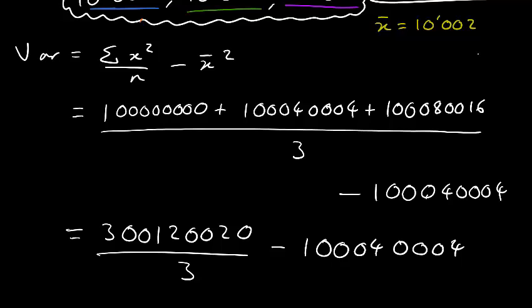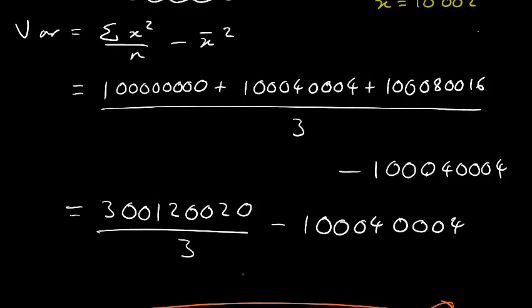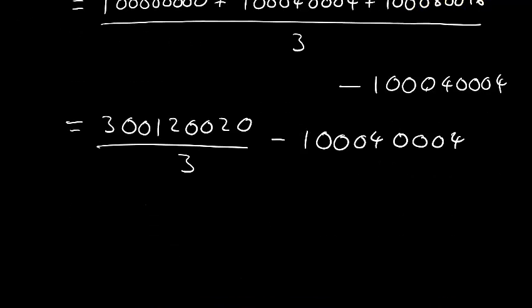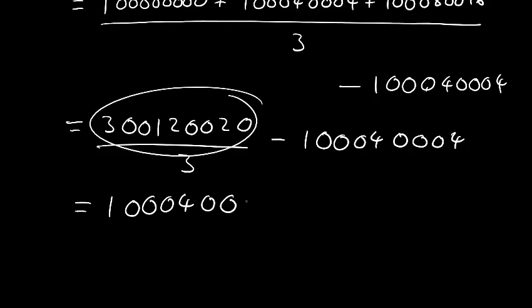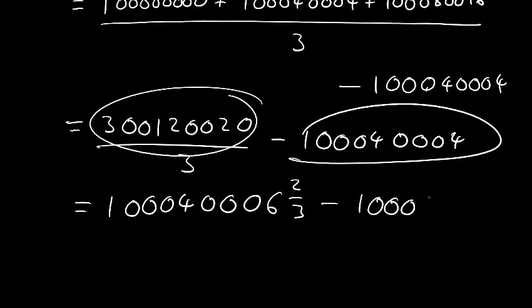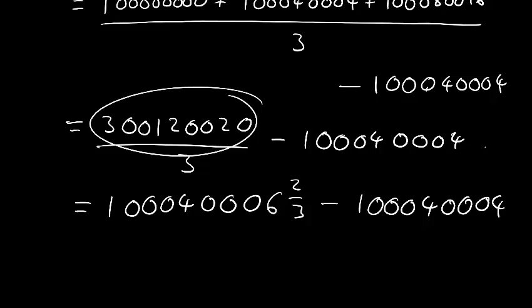Right, let's have a look. We've got 3,000, whatever that number is, divided by 3. That comes out as 1,000,400,006 and 2/3. And then I'm going to take away 1,000,400,004. I'm sure you'll agree these are ridiculously massive numbers. So taking that away, it comes out as 2 and 2/3.